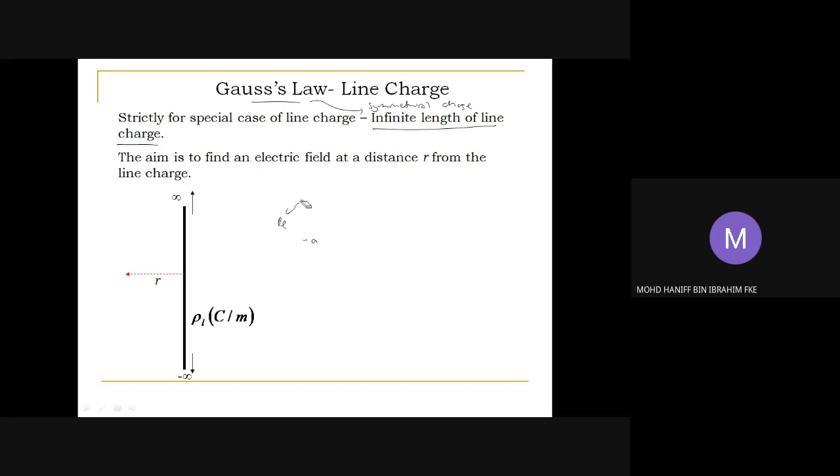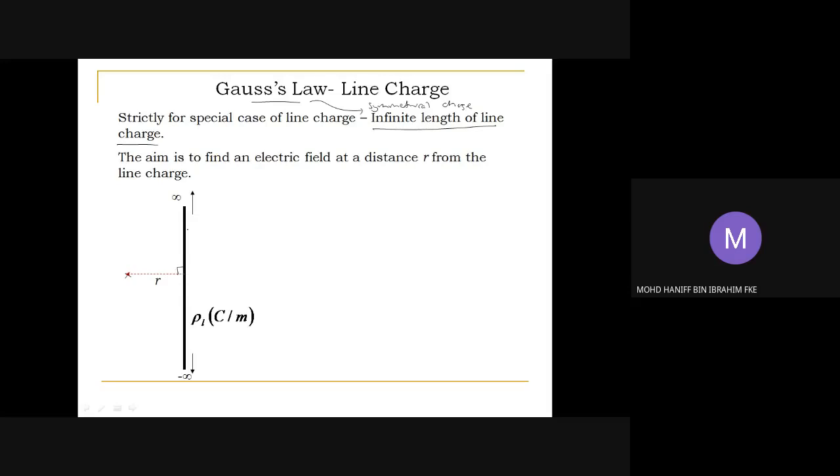Okay. So let us proceed now with this calculation of E field intensity for the case of infinite length of line charge. So for instance, if you want to find the E field due to this infinite length of line charge, let's say at this particular point, we have a distance here, a point here, where the distance is r. This is called a perpendicular distance.